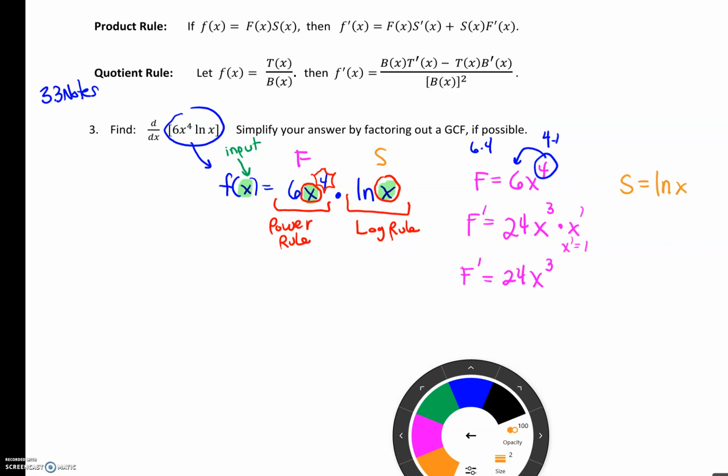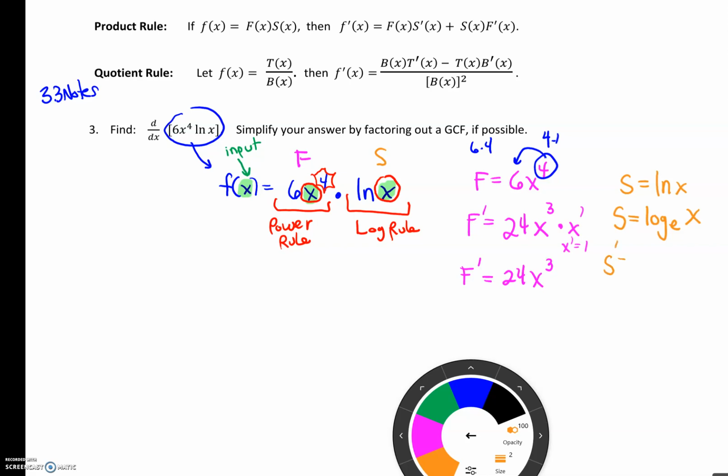I'm going to use the generic log rule. So I'm going to think of this second term as log base e of x. Natural log is a special case of logarithms that has an understood base of e. And now if you have memorized the special case rule for logs, that's great. If not, you can always use the generic log rule, and that's what I'm going to do here.